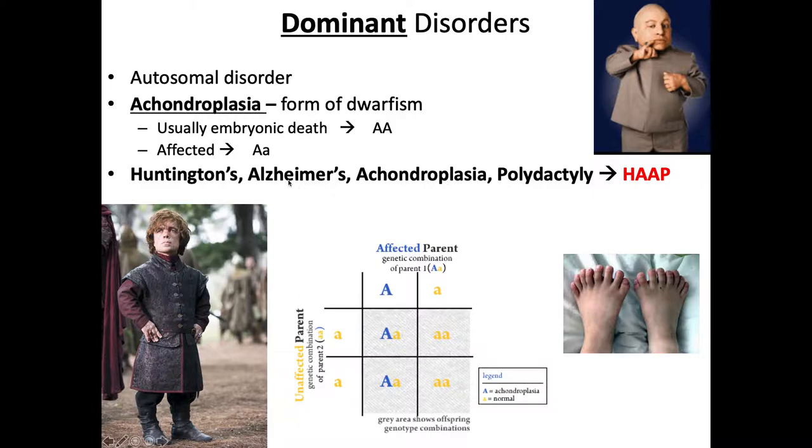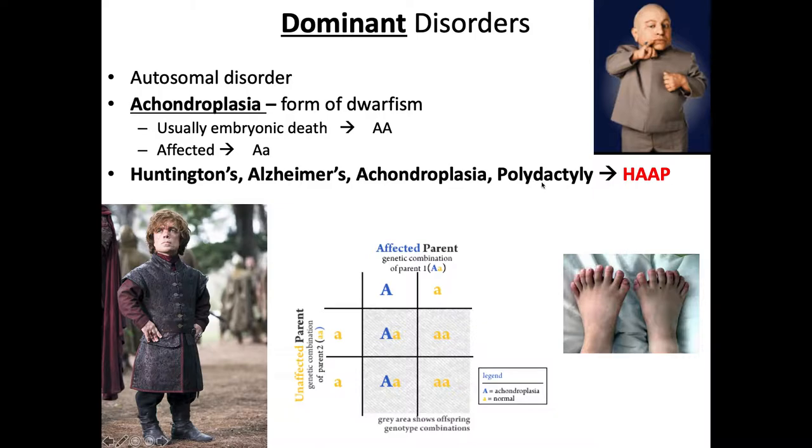So Alzheimer's, there's a familial component to it, and of course there's an environmental component of it. And then achondroplasia, which we talked about. So these three, if they are homozygous dominant, most likely results in a miscarriage. But if they are heterozygous, they are viable, but they're affected.